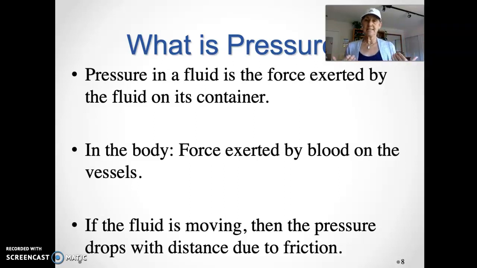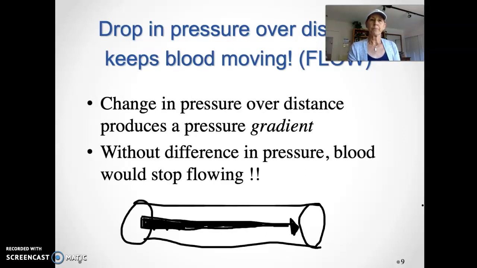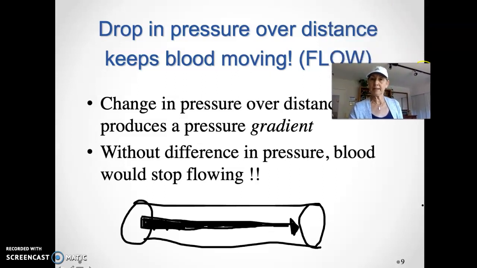Also, fluid won't tend to move if the pressure is the same on both sides. You're always going to have fluid moving from high pressure to a lower pressure. So dropping pressure over distance keeps the blood moving. That makes sense. And that moving blood we're going to call flow. So that change in pressure over distance is going to produce a pressure gradient. We've talked about gradients before, or a flow. Without that difference in pressure, it would stop flowing.